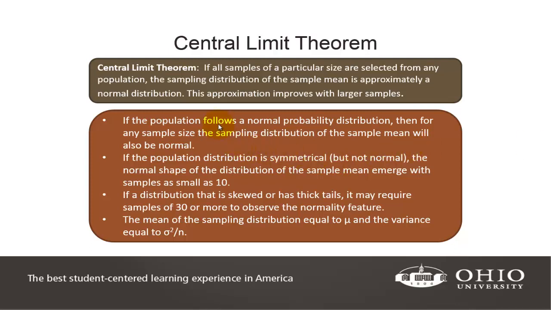If the population that you select the sample from is normal, the distribution of sample means will be normal regardless of the sample size. If it's not normal but symmetrical, then it doesn't take a very large sample in order for the distribution of sample means to be normal. But even if it's not symmetrical, even if it's a weird looking distribution, for sample sizes that get larger and larger, the distribution of sample means tend towards a normal distribution.